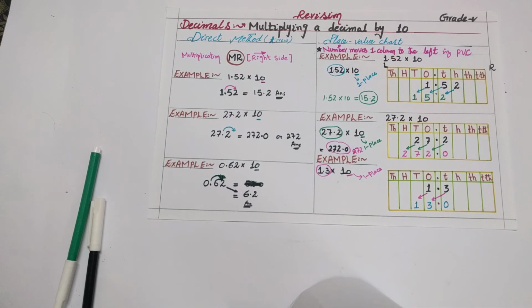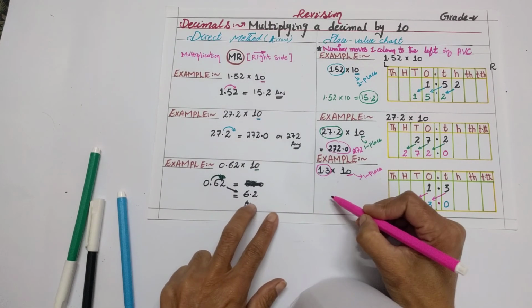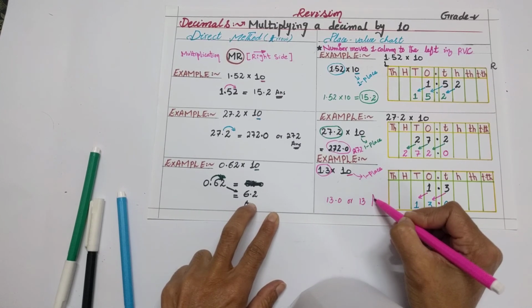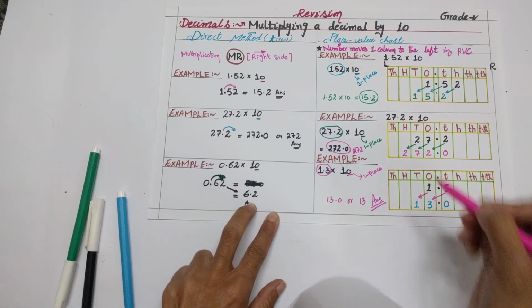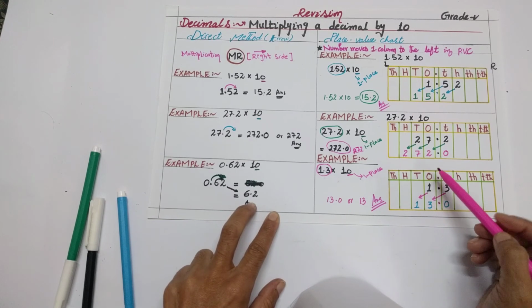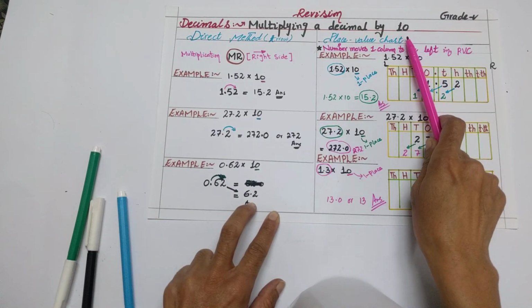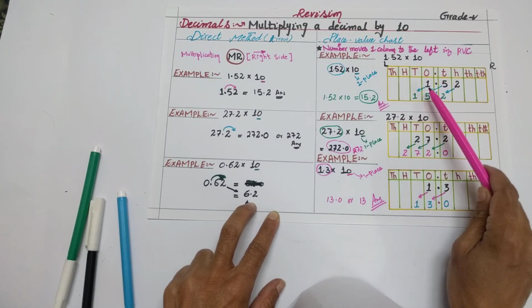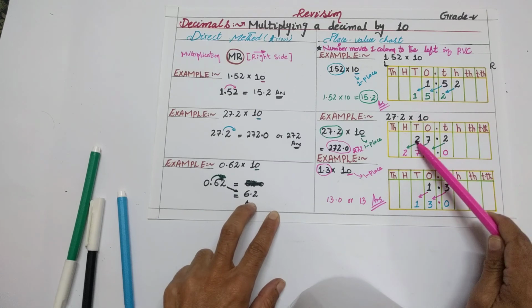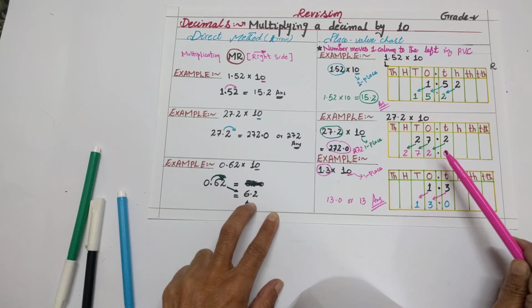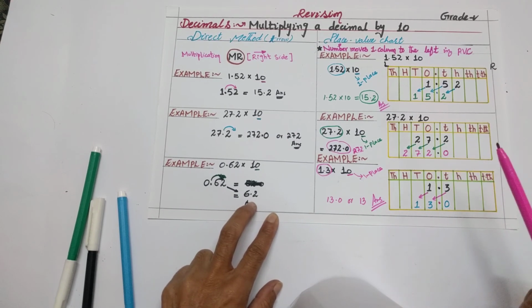Got it? So after multiplication the answer is 13.0, or you can say 13. That is our required answer. Clear? Just what is the rule? After multiplying any decimal number by 10 by use of the place value chart, the number moves one column to the left. Every digit moves one column to the left in the place value chart, and the decimal will be at the same place. Got it? I hope so.